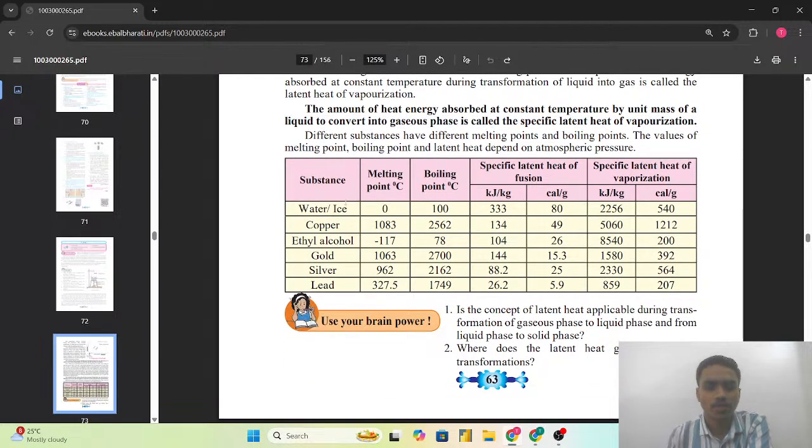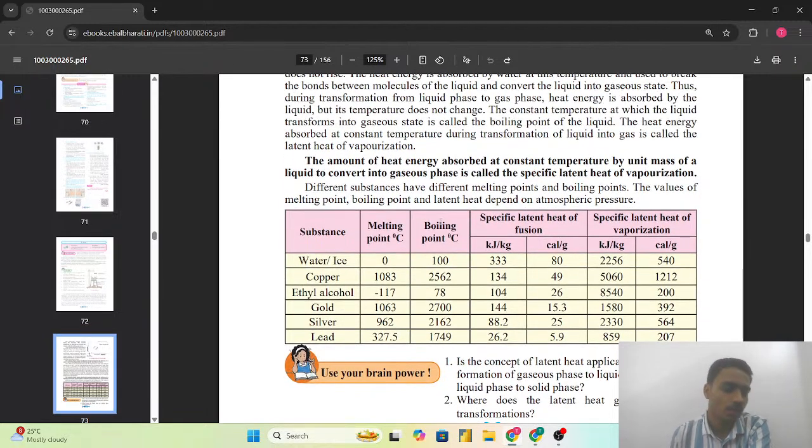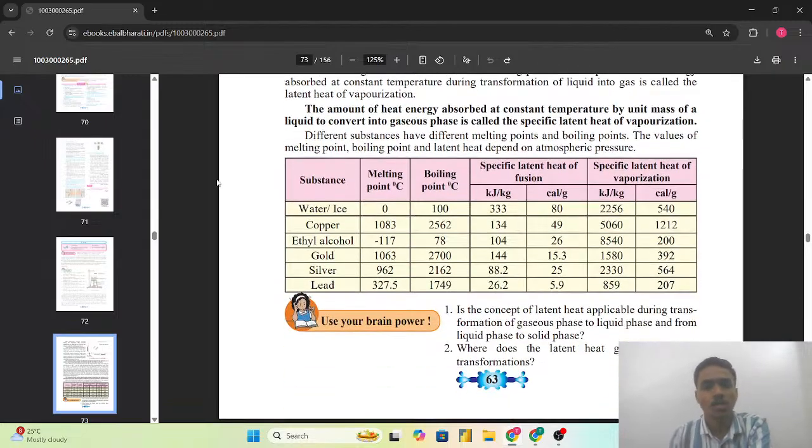So, different substances have different specific latent heats of fusion and vaporization, depending on their melting and boiling points. Here we are given a chart showing that different substances have different melting points and boiling points. These values of the melting point, boiling point and latent heat depend on the atmospheric pressure. Here we can see that water and ice have a melting point of 0 and a boiling point of 100 degrees Celsius.